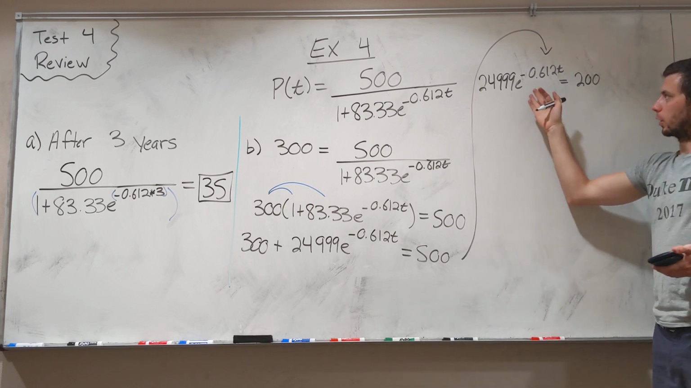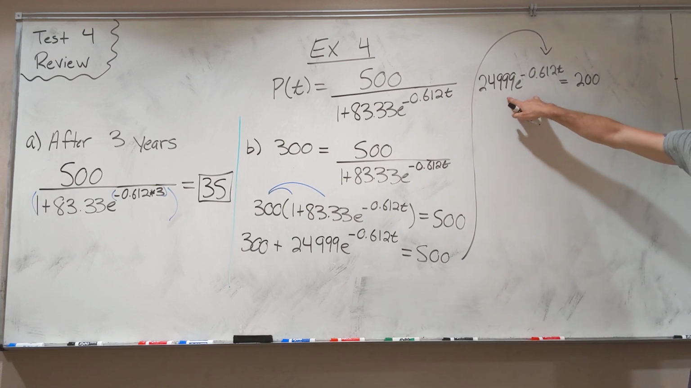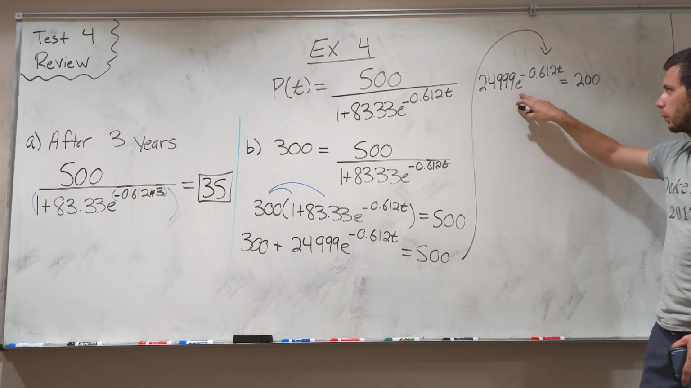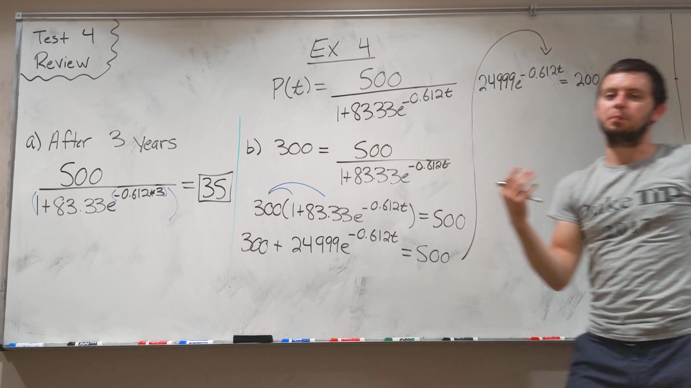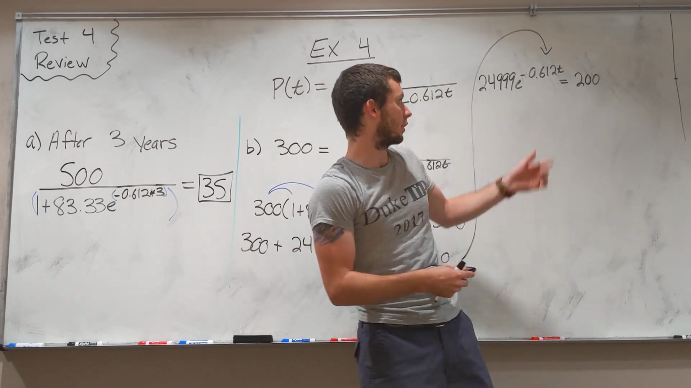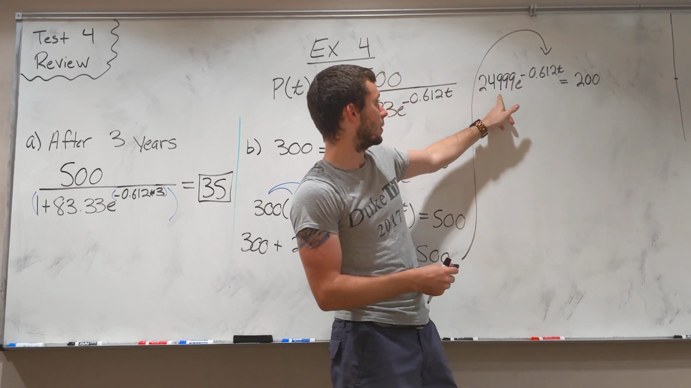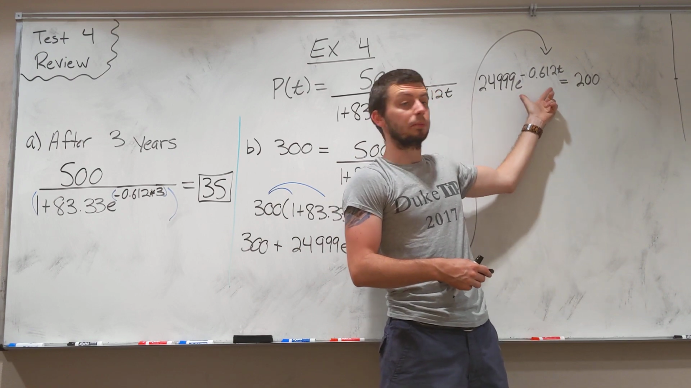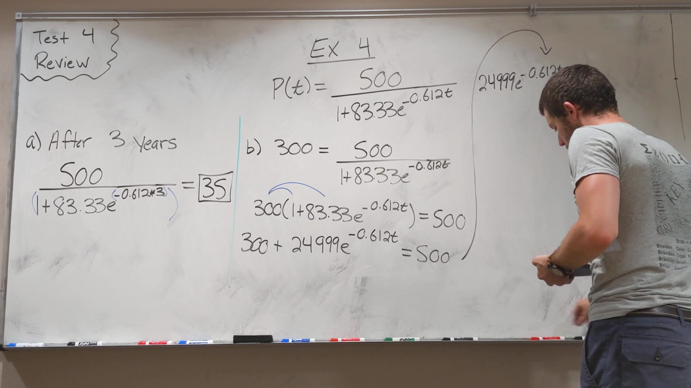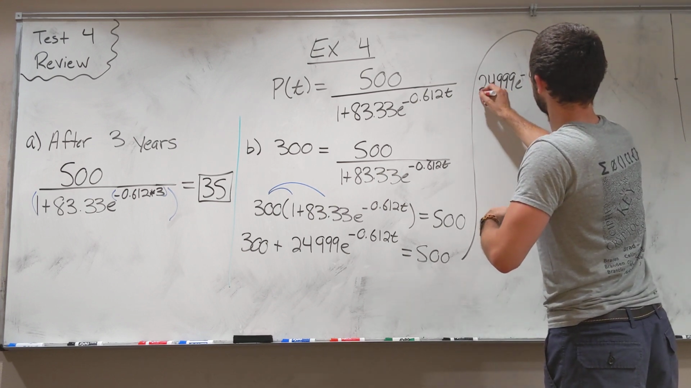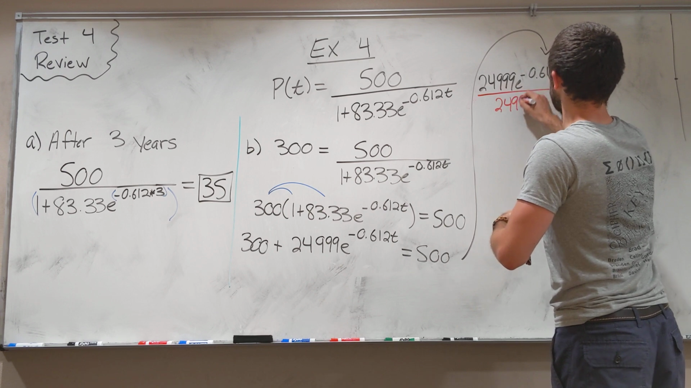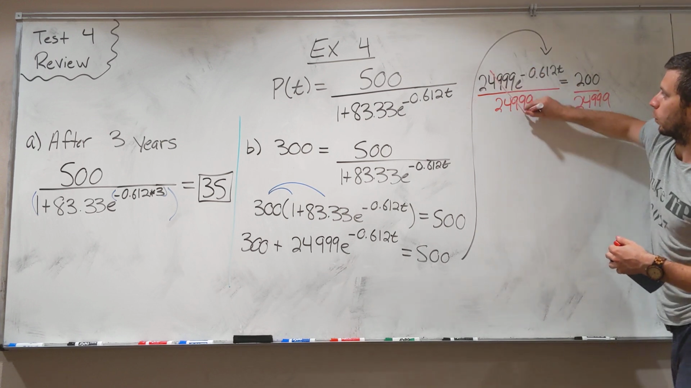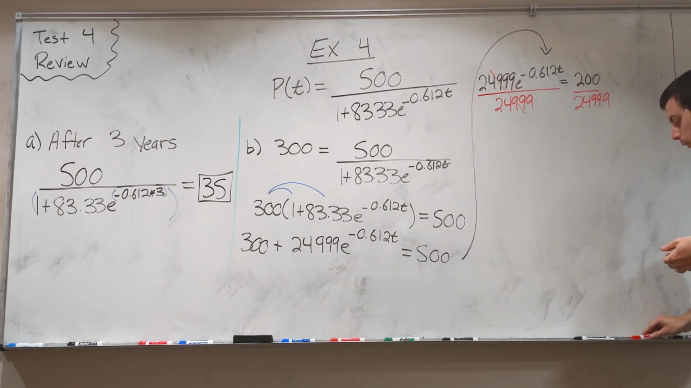And now, if you find yourself in a situation like this, before you can get rid of the e, before you solve for an exponential function, you must get the exponential part by itself, which means this number in front needs to be divided on the other side. So the e part does need to be isolated. So what we're doing here, and just to emphasize that, we're simply dividing both sides by 24,990. And this will make more sense when we go into the following step.